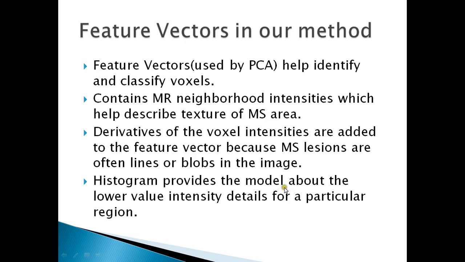So how do we use feature vectors in our project? PCA uses feature vectors to help identify and classify voxels. The feature vectors basically contain MR neighborhood intensities, which describe the appearance of that particular area of multiple sclerosis. We'll also use the derivatives of the voxel intensities, and these are added to the feature vector because the MS lesions are basically lines or binary large objects. The histogram provides the model with the low pass intensity details or intensity values for a particular region.